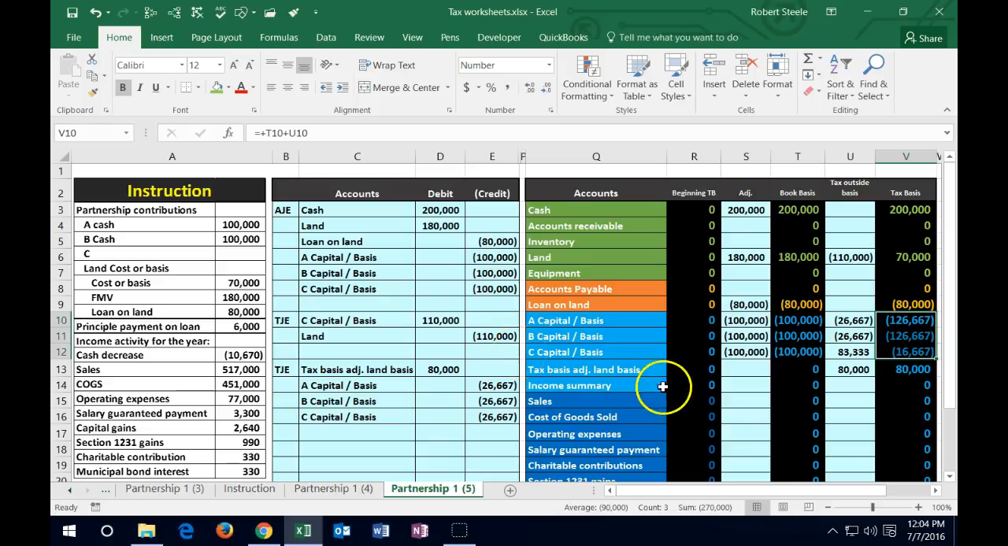the capital accounts. But the fact that we allocated this 80,000 to the partners, if we pay off the principal, then we're going to have to fix that allocation. That's why we're going to deal with a principal payment on the loan to see what will happen.